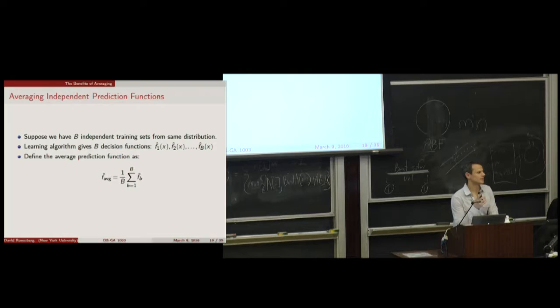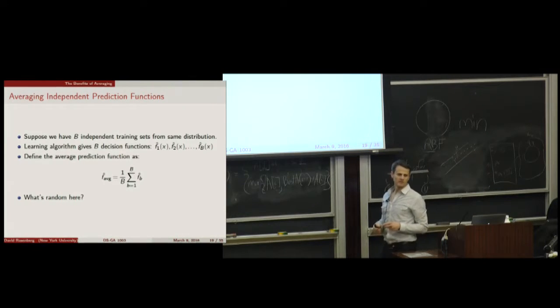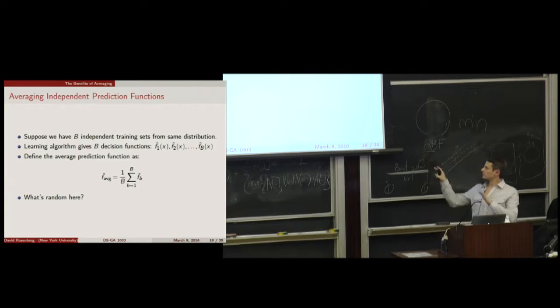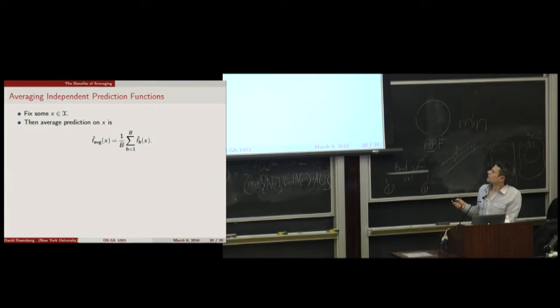All right, just as a concept check, what's random here? So what's random in this description? Training sets are random, exactly. That X there is just to indicate that we have functions. It's not random. It could be, but in this setting, we're not saying X is random. All right. So we're going to fix some X. The average prediction function is defined like that.